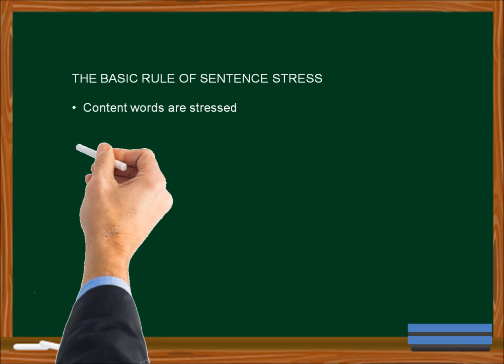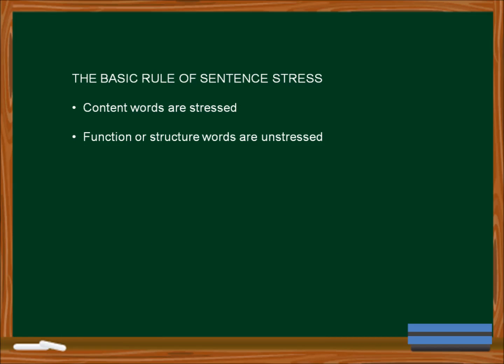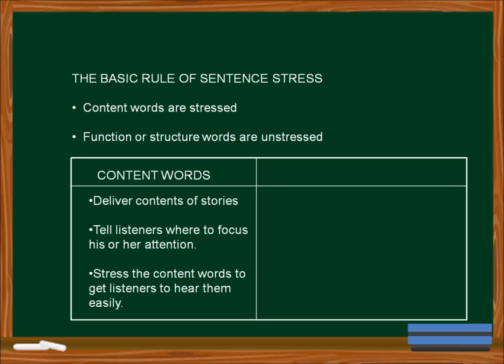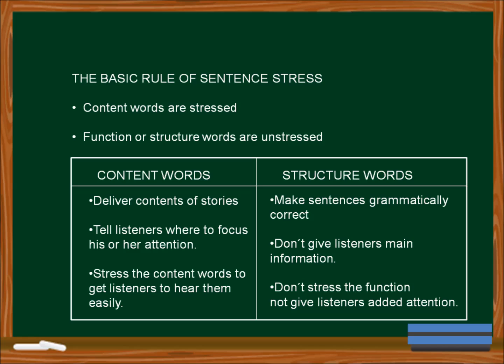The basic rule of sentence stress is, content words are stressed and function or structure words are unstressed. Content words deliver the content of stories, and tell listeners where to focus their attention. You have to stress the content words to get listeners to hear them easily. Structure words make sentences grammatically correct and don't give listeners main information. Don't stress the function words because they do not need added attention.